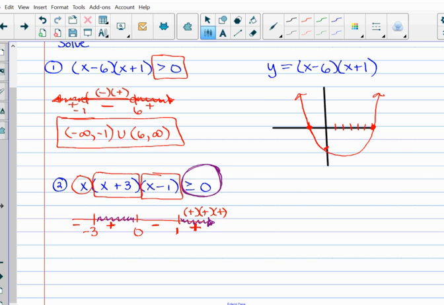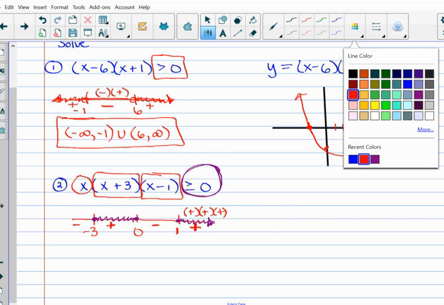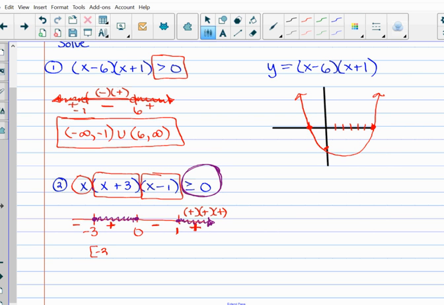Okay, am I including the -3, the 0, and the 1 this time? Yes, why? So it's also equal to 0. Yes, it says greater than or equal to 0. At these points right here is where this equals 0. So your final answer is bracket, -3, 0, bracket, union, bracket, 1 to infinity, parentheses.